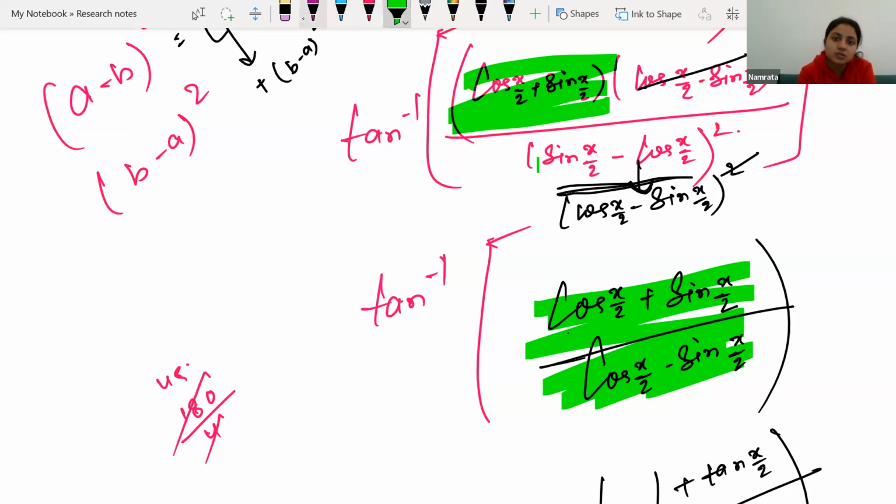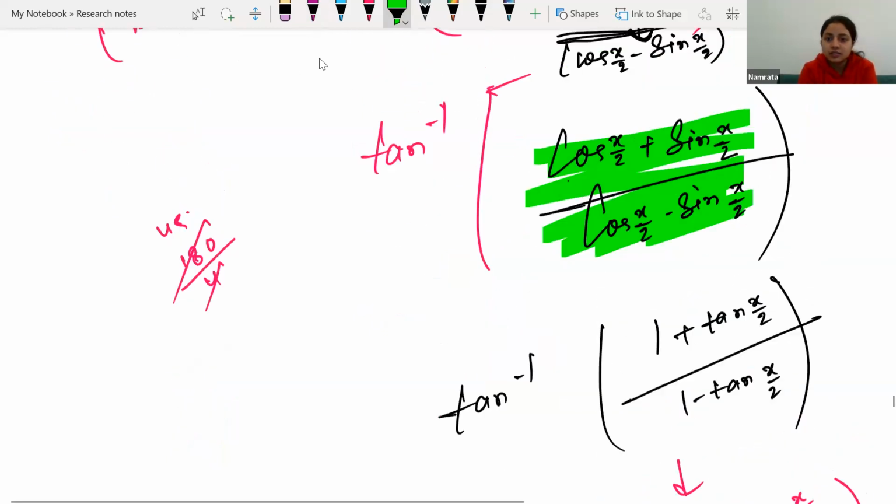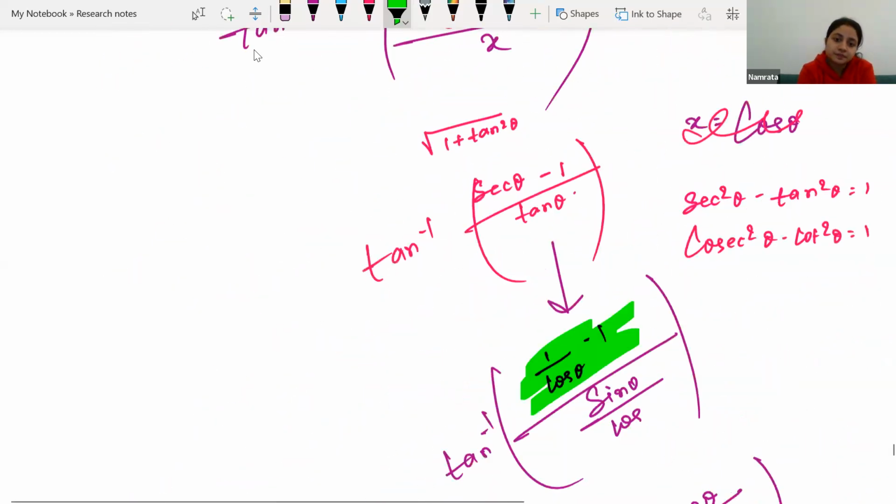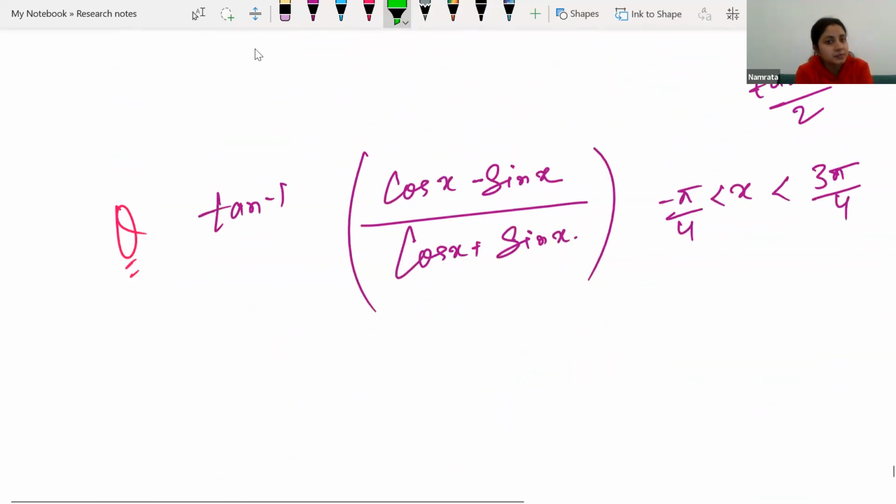Now the question which we have taken just now is exactly like this one. Just see the construction over here. It is tan inverse of cos x by 2 plus sin x by 2 over cos x by 2 minus sin x by 2. And here we are having tan inverse of cos x minus sin x by cos x plus sin x. So basically we are having the arrangement just like the above one, and from here we have to simplify.